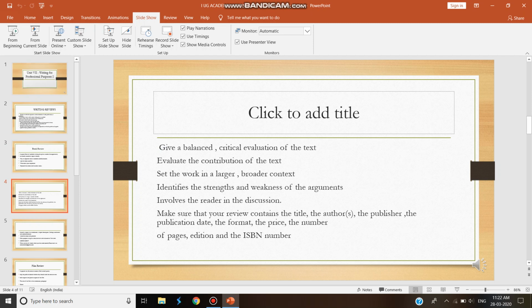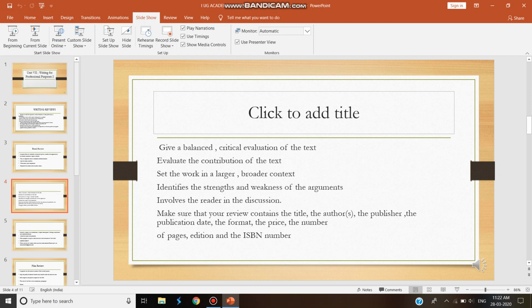Set the work in a larger, broader context. Then identify the strengths and weaknesses of the arguments. So the author may have put forward many arguments in the work. What are the strengths and weaknesses? Then involve the reader in the discussion.